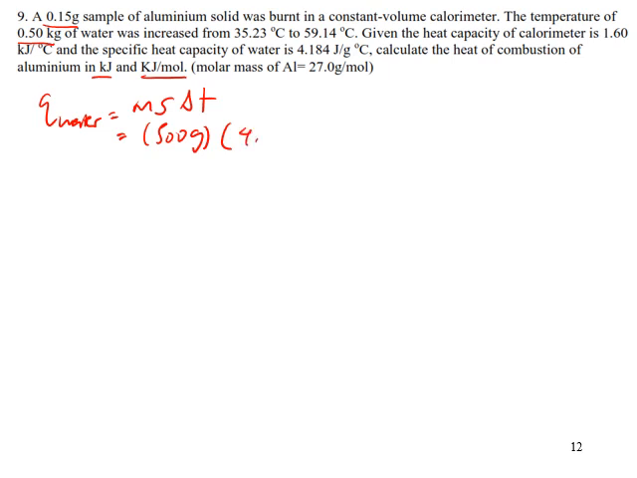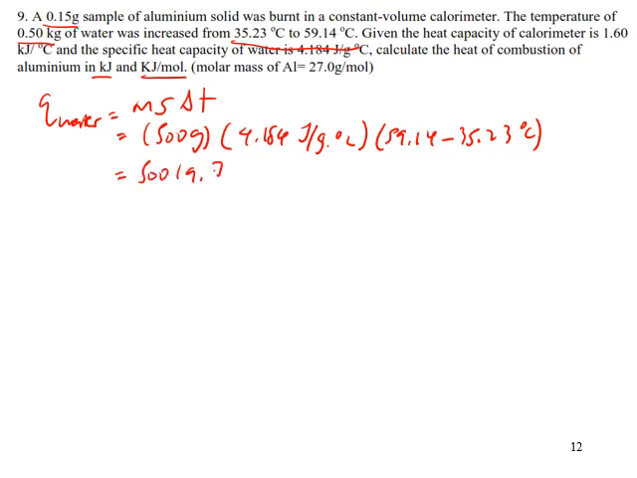Specific heat of water, 4.184 joule per gram degree Celsius. Delta T, you can see in the question, is 59.14 minus 35.23 degrees Celsius. Okay, key in everything here, so we get this answer. And I convert to kilojoule, 50.02 kilojoule.